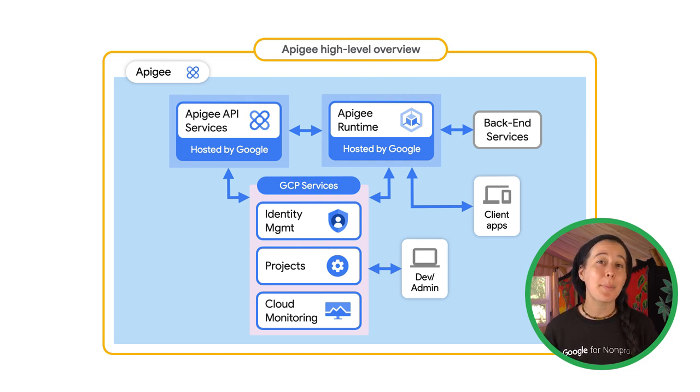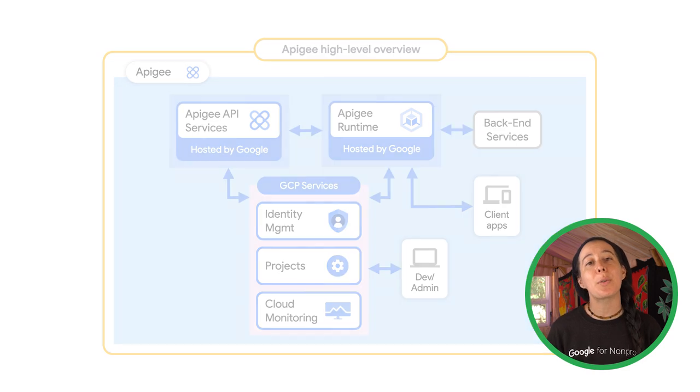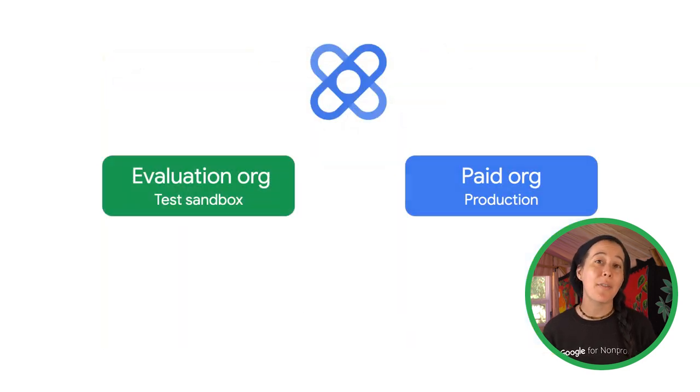To get started with setting up your environment with Apigee, you can choose to create an evaluation or a paid environment. In this video, I will share the differences between the two and how to start off with the evaluation version, which is also known as a test or eval org.